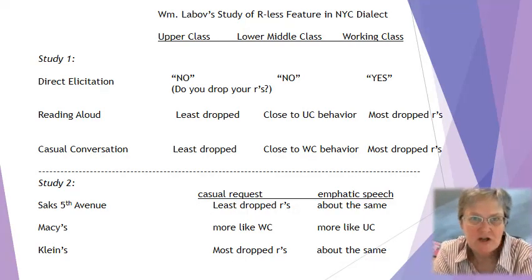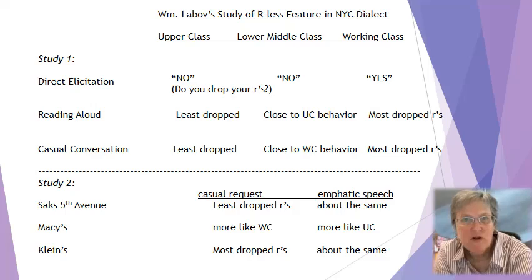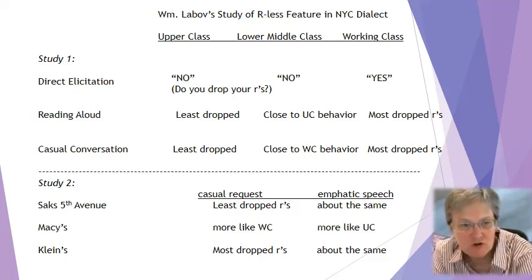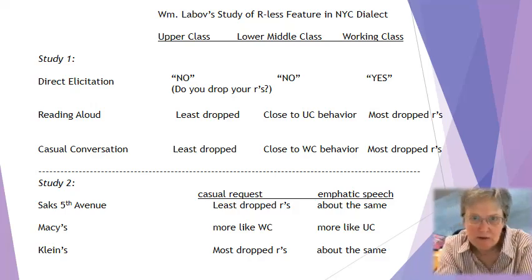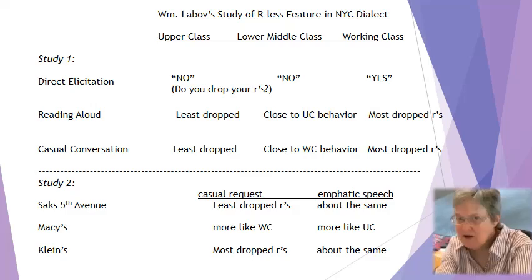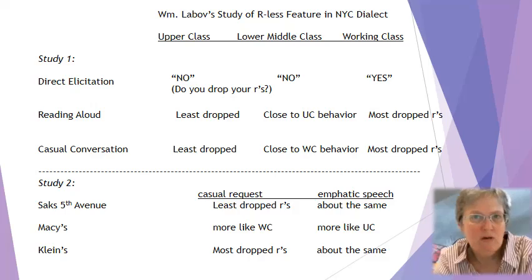So there were two studies actually that Labov performed to really understand this R-less feature in New York. And the first one was with these three classes. What he found was that how people responded to whether they drop their R's, and then what happens when they read out loud, and then just in casual conversation, didn't have anything to do statistically with how long they'd lived in New York City, and it didn't have to do with race. What it had to do with was what he then called SES, socioeconomic status, a combination of their level of education and their level of income primarily.